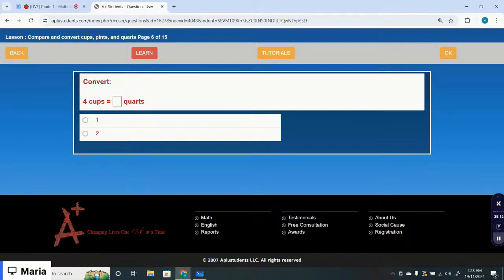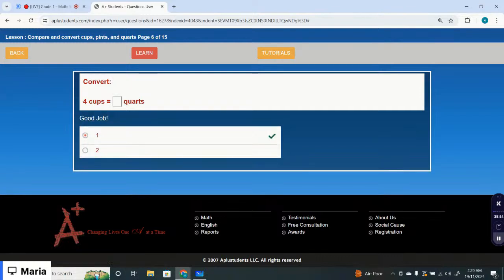Convert 4 cups equal how many quarts? Four cups equal 1 quart. Option number 1 is the correct option.